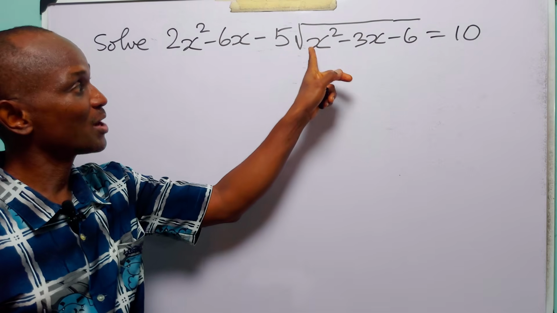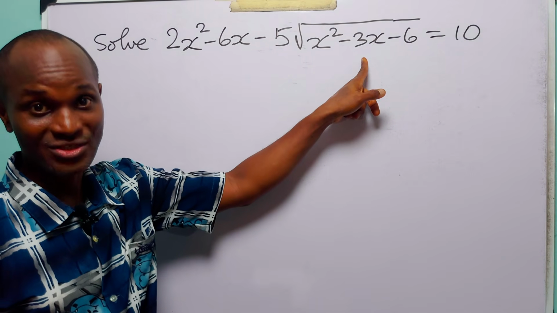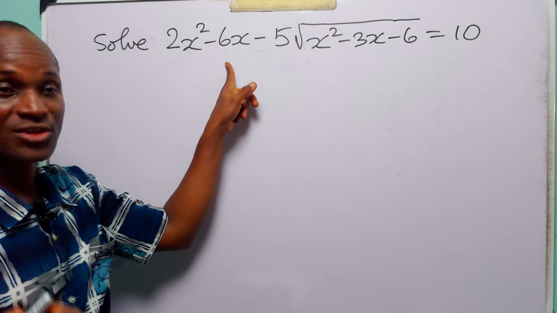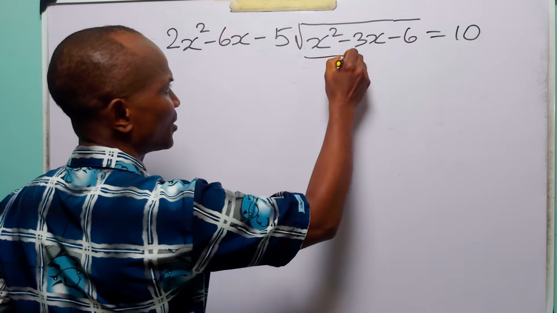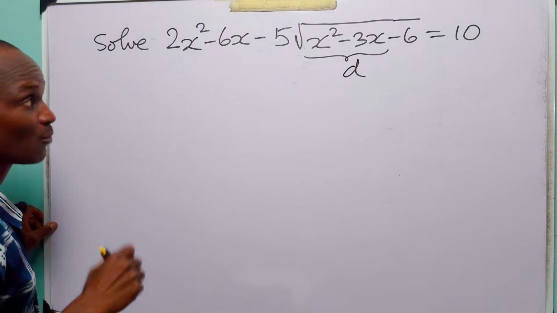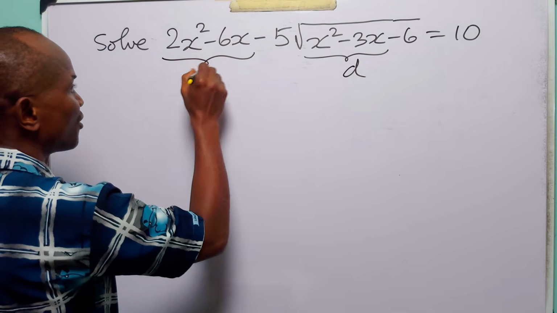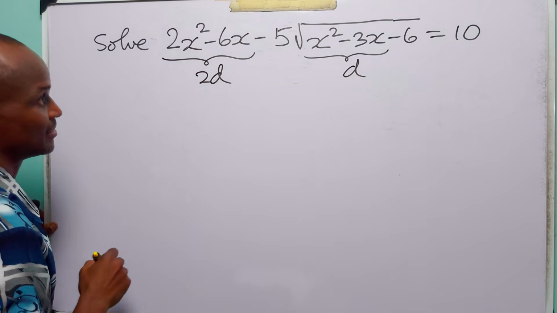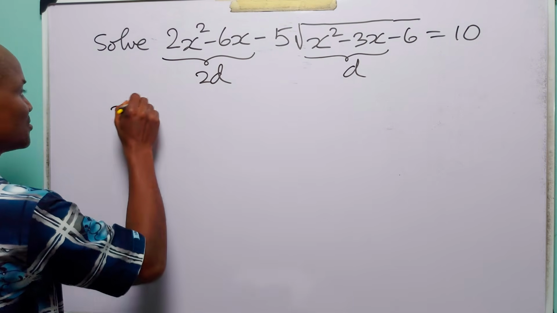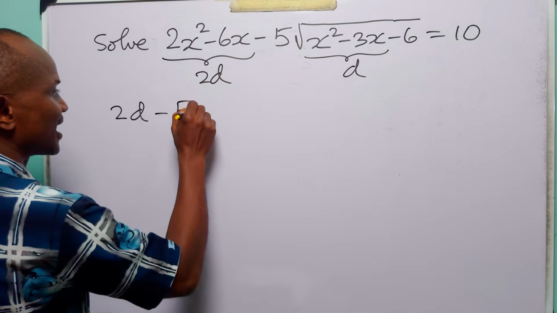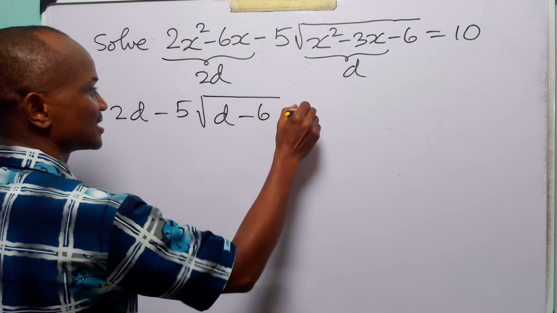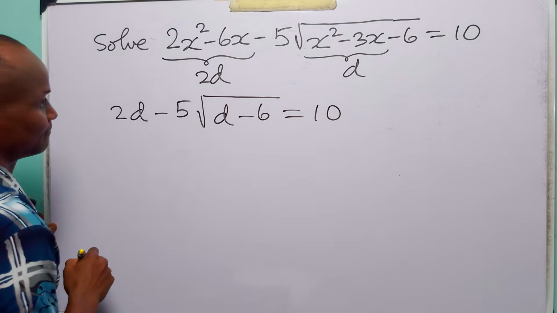And of course, you know that when we multiply x squared minus 3x by 2, we get 2x squared minus 6x. So now what we are going to do is call x squared minus 3x d. And of course, when we do that, this becomes 2 times d. Now let us rewrite the original equation. We have 2d minus 5 times the square root of d minus 6 is equal to 10.